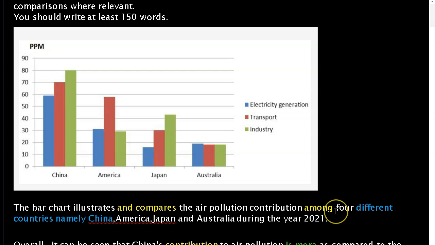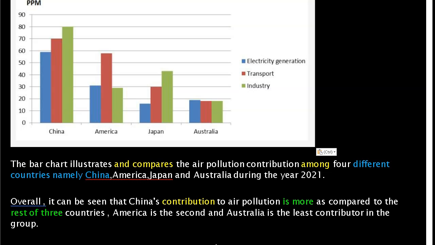Now, remember, your goal is to summarize, and that means make things shorter. So why does 4 different countries? Why not just say among China, America, Japan, and Australia? You just get rid of that 4 different countries, namely part. It makes it awkward and hard to read.